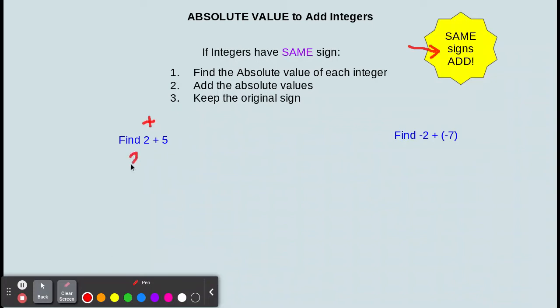Absolute value of 2 is 2. Absolute value of 5 is 5. We're going to add those, which is a 7. And we're keeping the original sign, positive. So our answer is a positive 7.